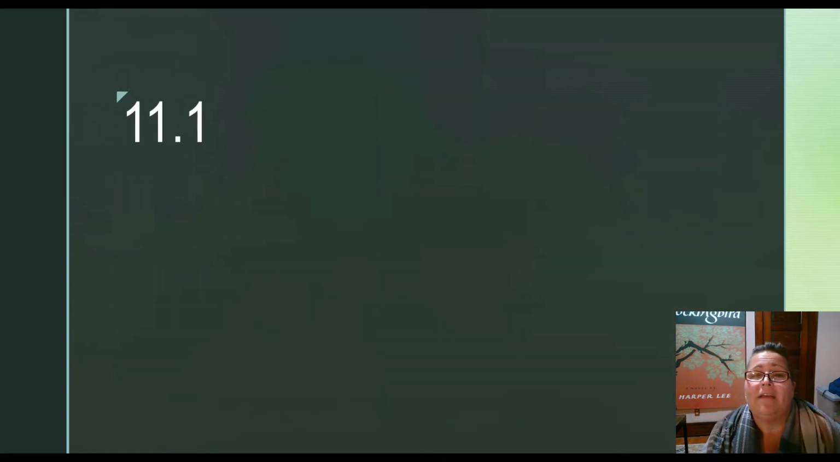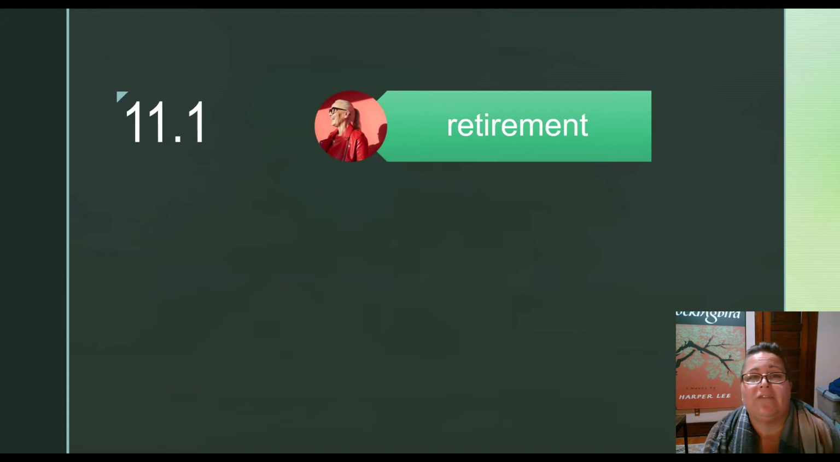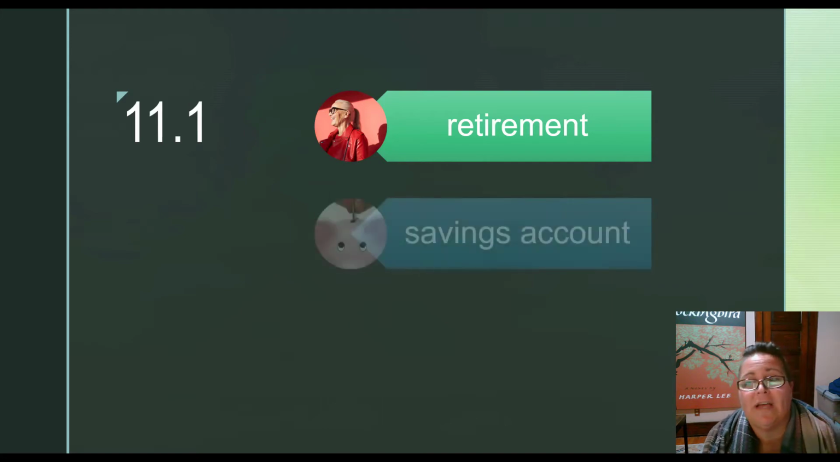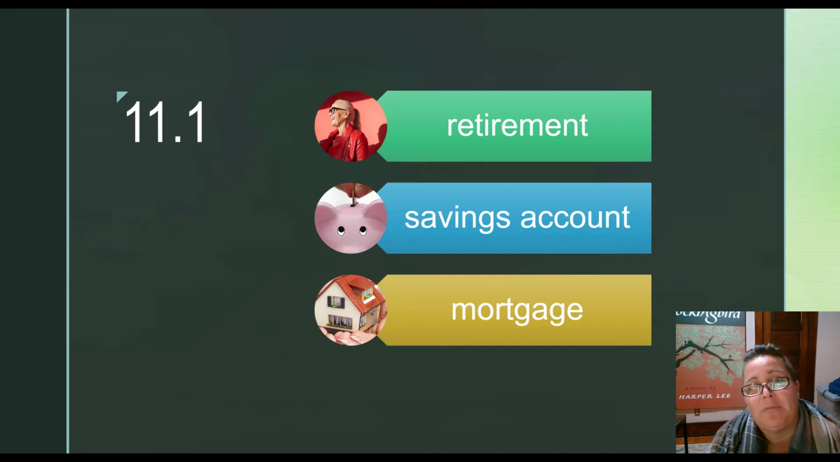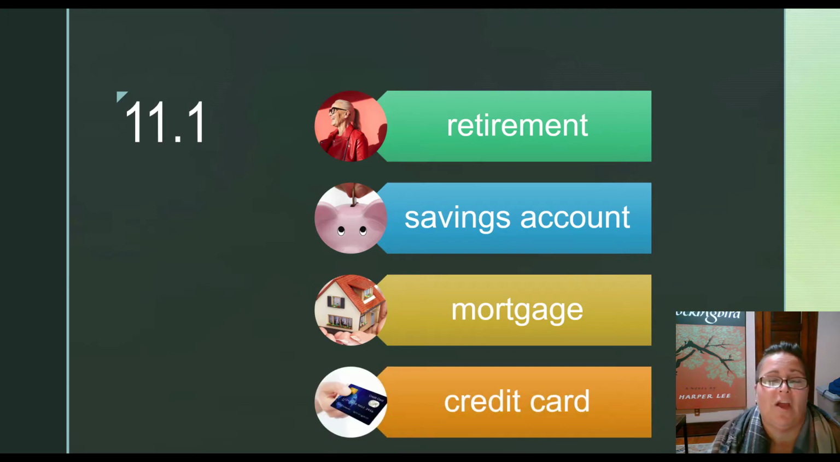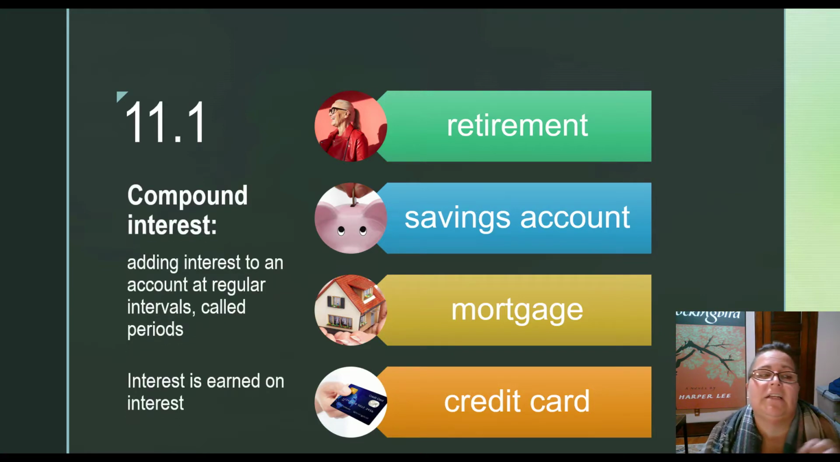So the time value of money is based upon compounded interest. We have 4 ideas here. If you look at somebody who's in retirement or a simple savings account, perhaps they're paying off a mortgage or a credit card, all of these things have in common that they are calculated using compounded interest.